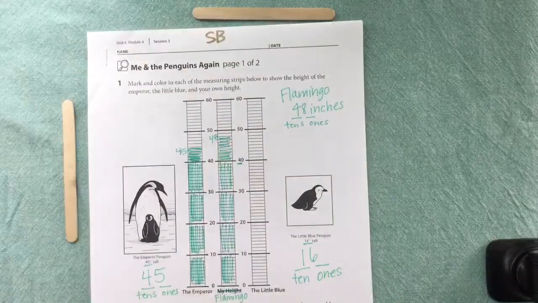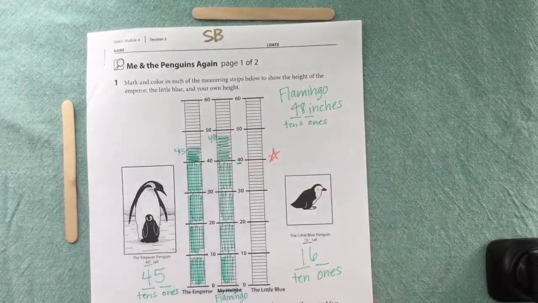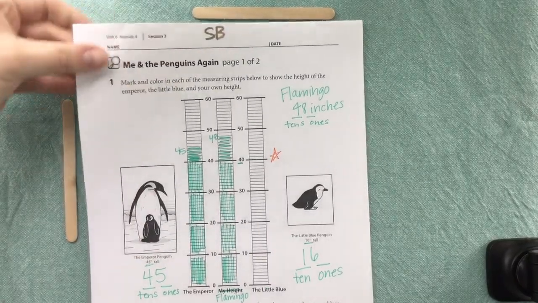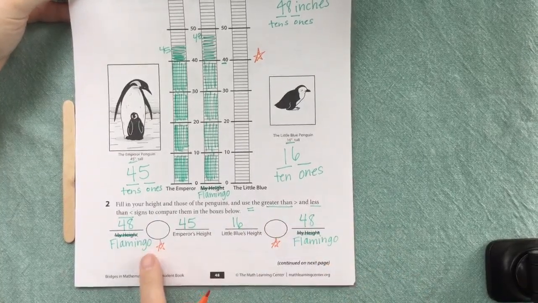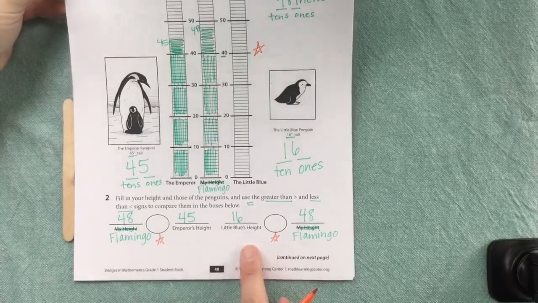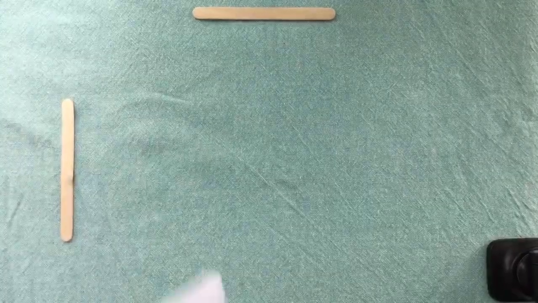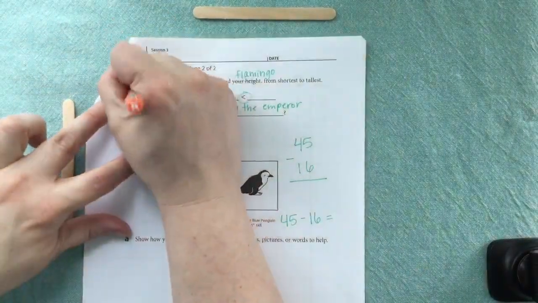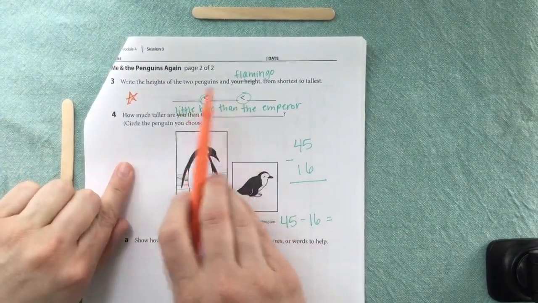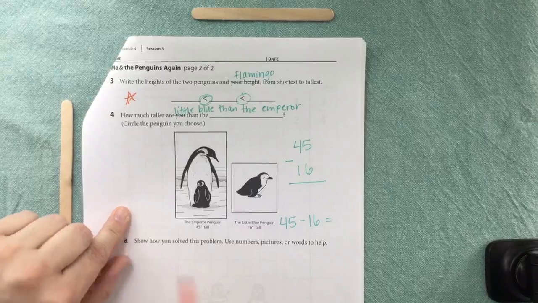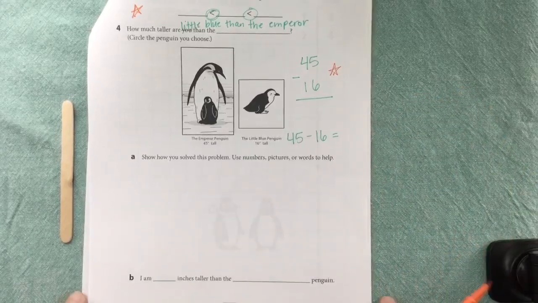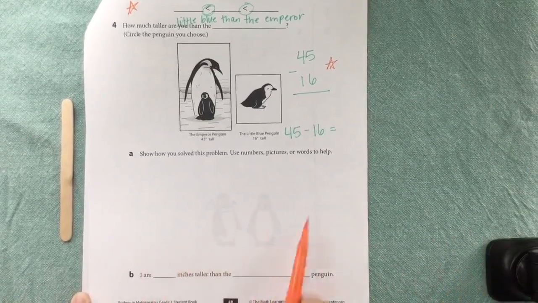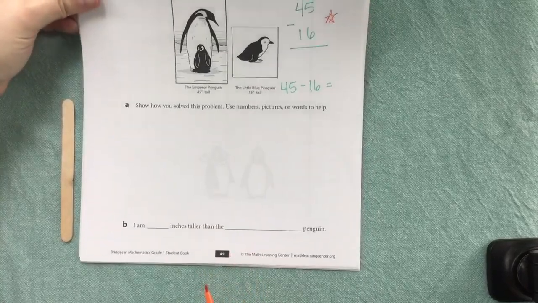So on your own, crew, you are filling out this measuring strip for the little blue penguin. You are filling out the inequality statement for the flamingo versus the emperor and the little blue versus the flamingo. You guys are going to write an inequality statement using all 3 of the heights between the penguins and the flamingo. And then you're going to tell me the difference between the emperor penguin and the little blue penguin. Okay, down here you have lots of room to show me how you solved that problem.